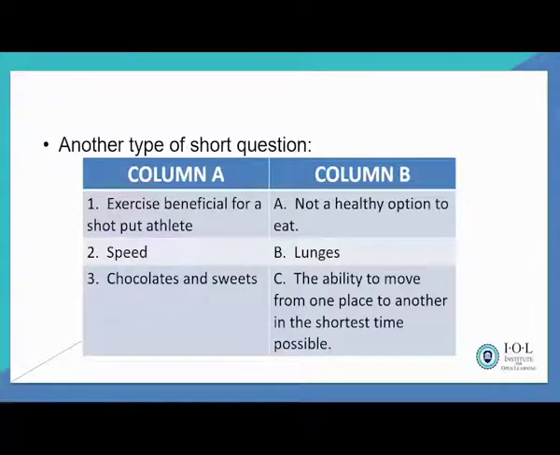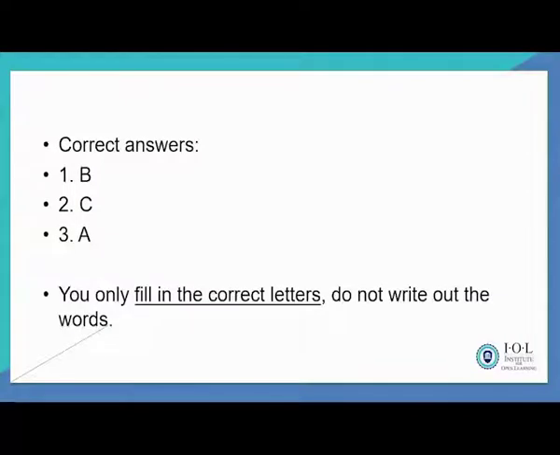Not a healthy option to eat, lunges, the ability to move from one place to another in the shortest time possible. And you have to connect these facts in column A and column B. Now the correct answers in this case will be 1B, 2C, 3A, and you only fill in the correct letters. Do not write out the words.